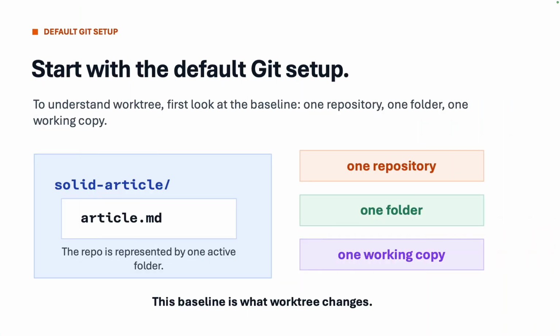Let us start with something very simple. Let's assume that we have a repo called solid-article. Under that, there is an article.md file. It is a single repository, there is a single folder, and there is one working copy. This is the baseline which the worktree will change now.